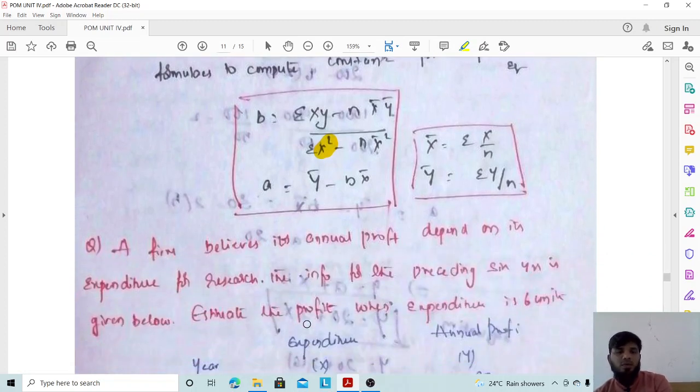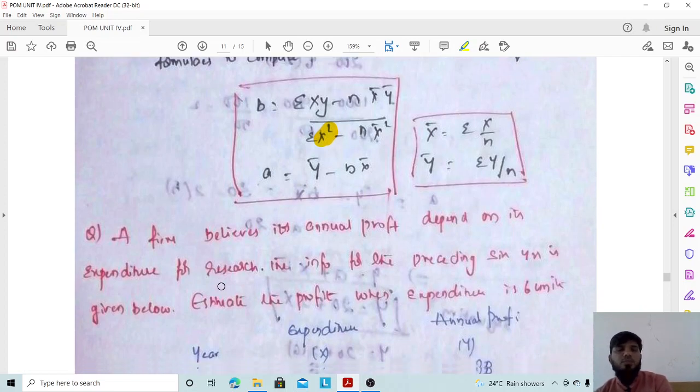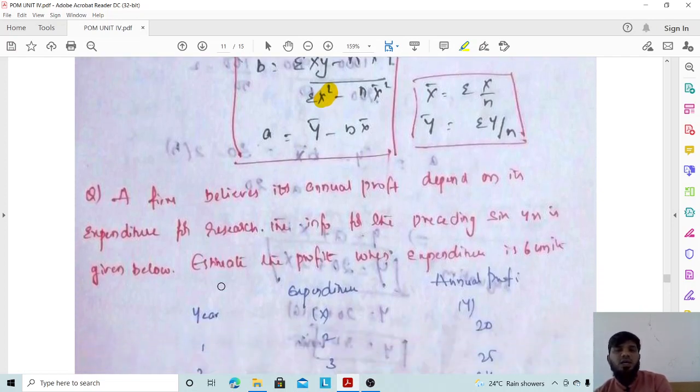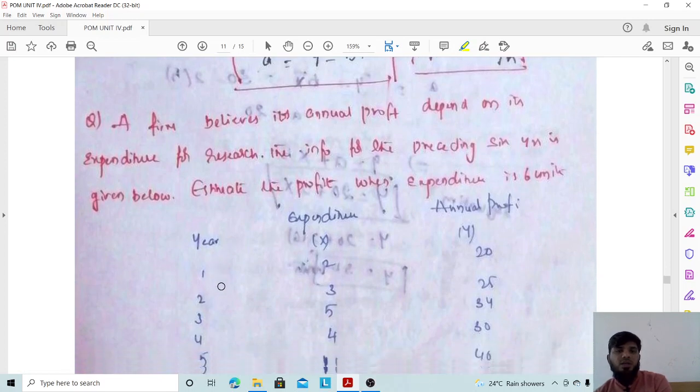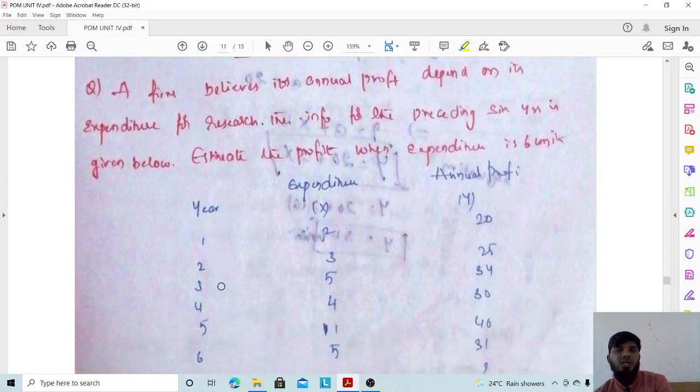Let us see one example for that. A firm believes that its annual profit depends upon its expenditure on research. Obviously, if you are going to launch any product in the market, you have to do a number of researches, either in terms of market, product, or trend. Based on that research, you will find new products. The information for the preceding years is given below. Estimate the profit when the expenditure is 6 units.